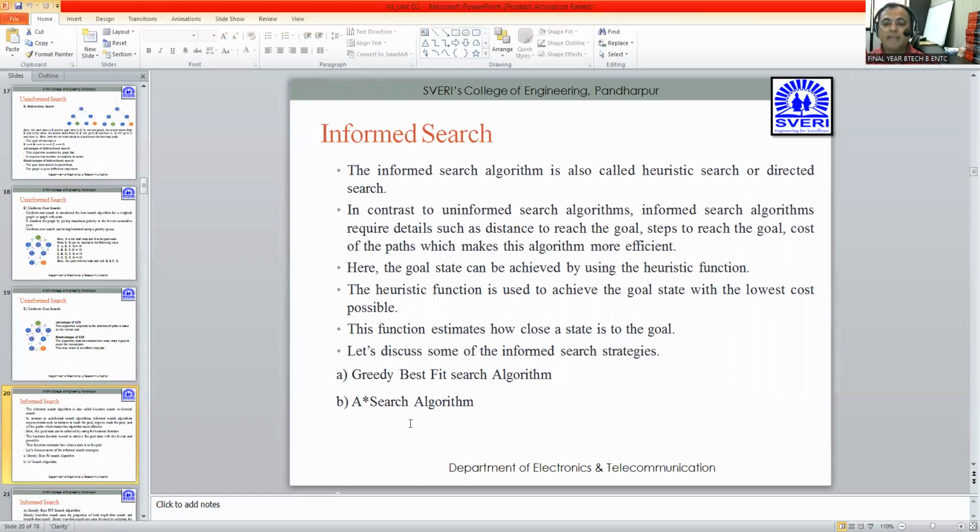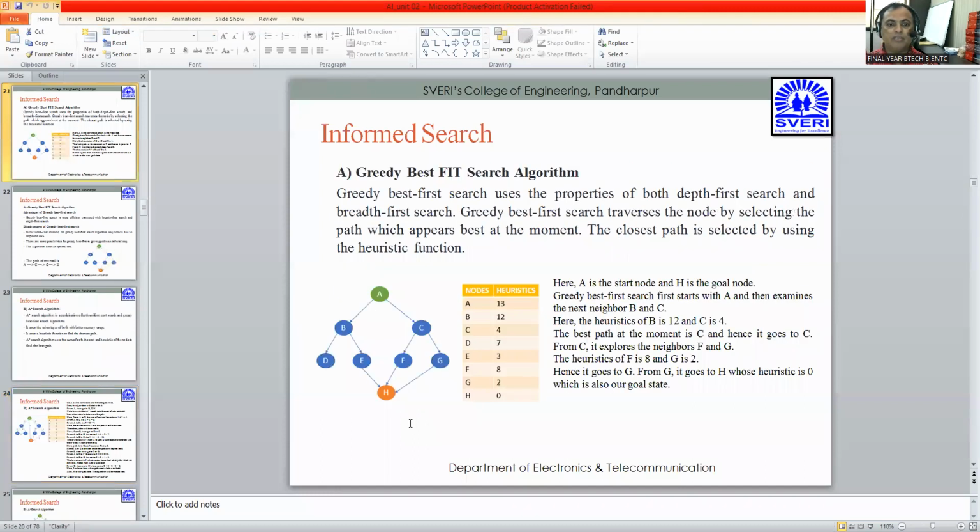The goal state can be achieved by using the heuristic functions. It is having the lowest cost possible. Here, this function estimates how close a state is to the goal. And there are 2 types, mostly two strategies are there. One is called the greedy best first search algorithm and the other is the A star search algorithm. Now this is the greedy.